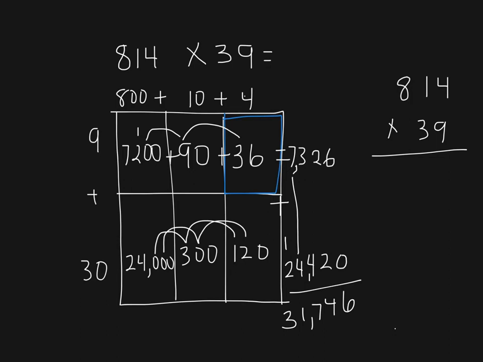Now I'm going to do the same thing using the standard algorithm. 9 times 4 ones is 36 ones. So I'll put a 6 in the ones place, and that 30 is actually 3 tens, so I'll put a tiny 3 in the tens place. 9 times 110 is 9 tens, plus that tiny 3 is going to make it 12 tens. That means that I'll have 102 tens.